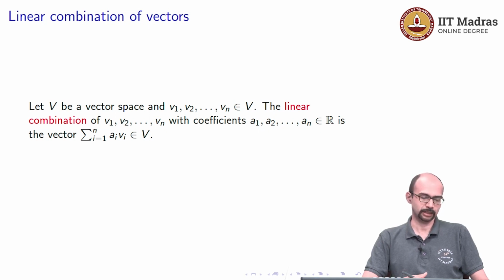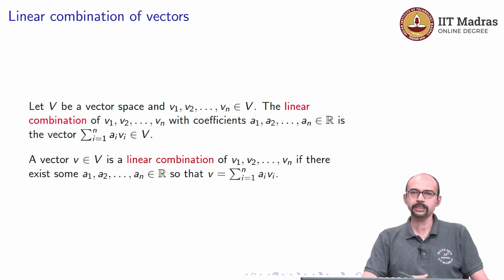Remember, our axioms tell us that it doesn't matter which two we add first, what is called associativity of addition. You can just write it as a1 v1 plus a2 v2 plus a3 v3 up to an vn. I don't need to specify which one I do first. That's what we write as summation ai vi. This new vector, summation ai vi, is called the linear combination of v1, v2, ..., vn with coefficients a1, a2, ..., an.